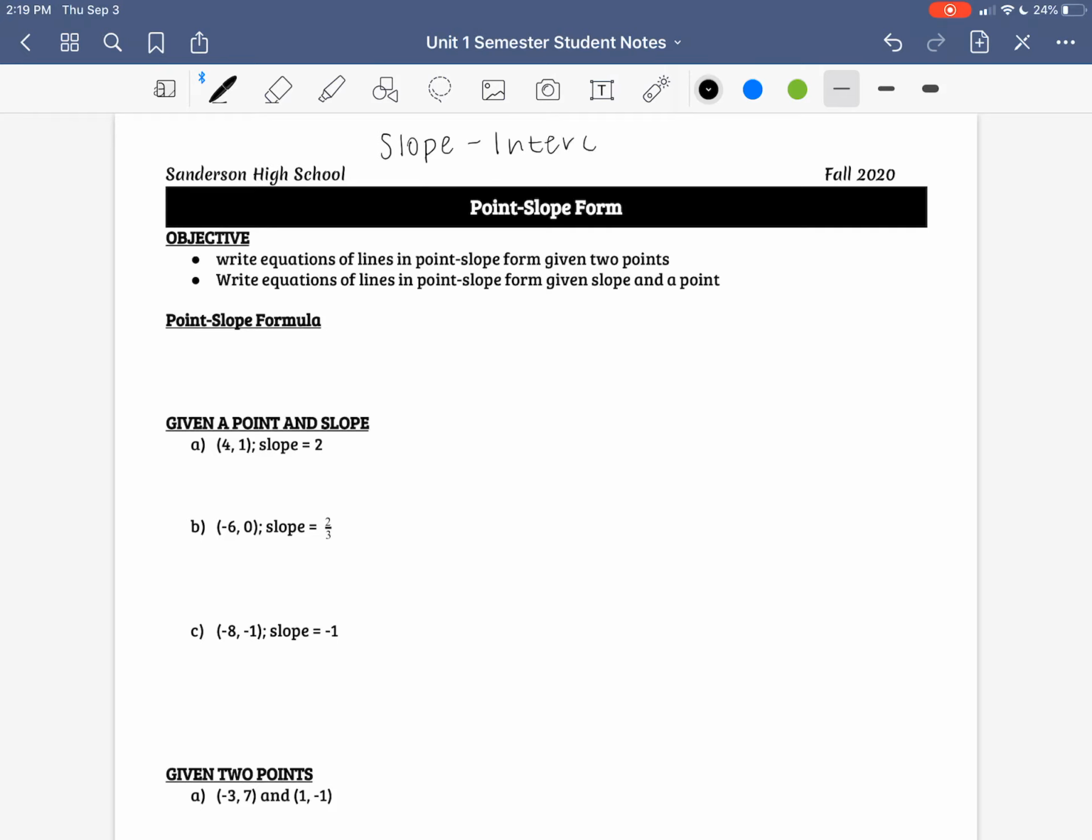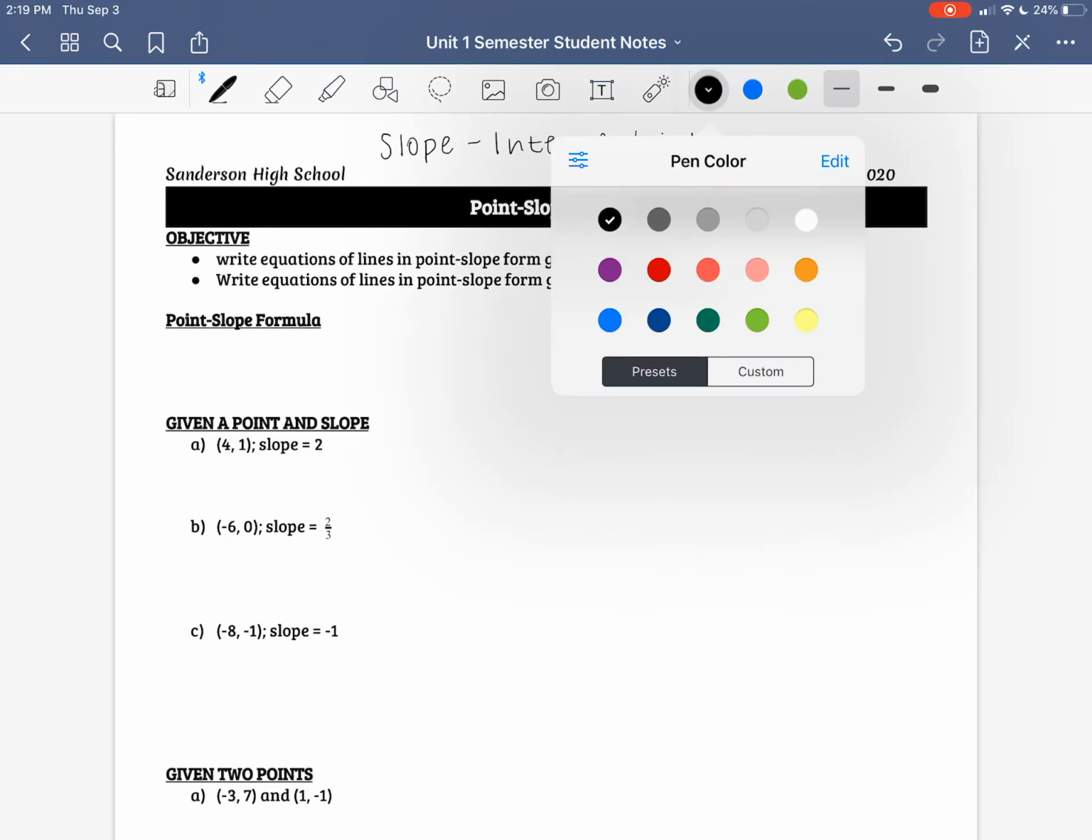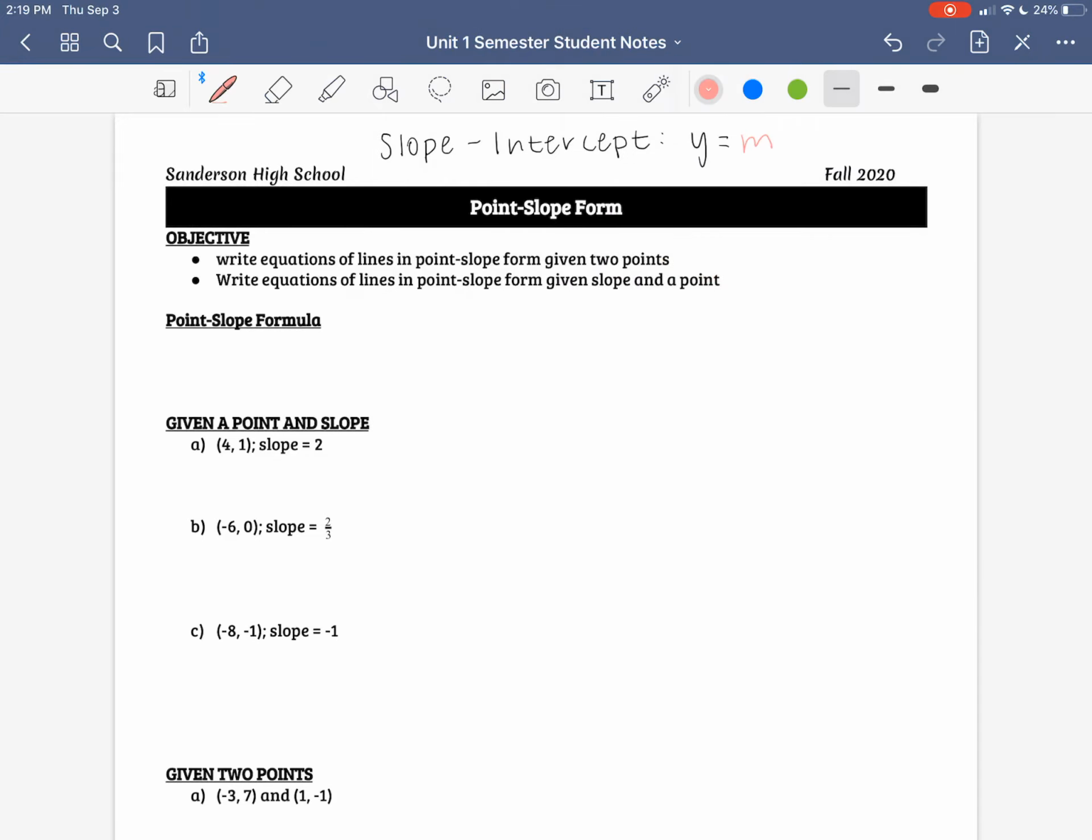Slope-intercept form looks like this. We've got y equals, you do have to know your slope, mx, and then we have whatever value our y-intercept is. So plus some value that's our y-intercept. So slope-intercept form, hence the name, requires that you know the slope and you know the y-intercept.